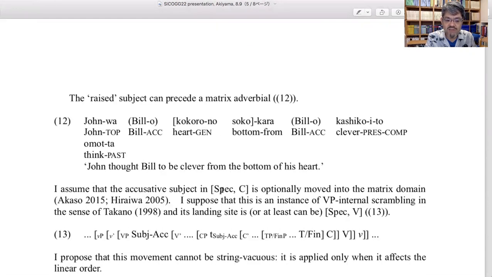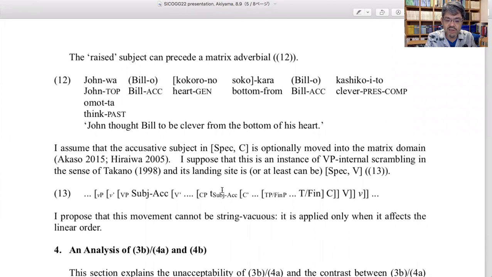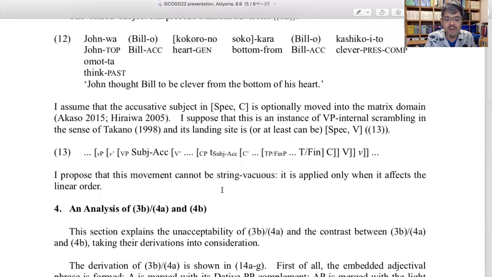As shown by 12, the raised subject can precede a matrix adverbial. I assume that the accusative subject in spec C is optionally moved into the matrix domain. I suppose that this is an instance of VP-internal scrambling in the sense of Takano 1998, and its landing site is what can be spec RajV. I propose that this movement cannot be string-vacuous. It is applied only when it affects the linear order.